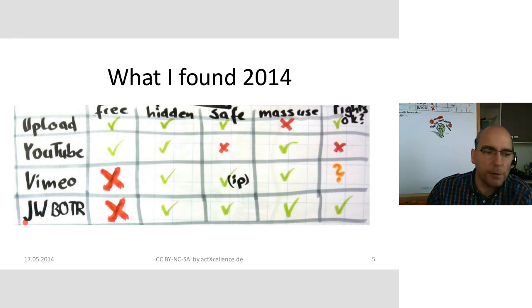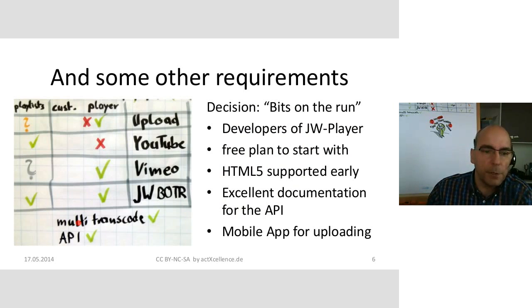company as the well-known JW Player. So with this service, we had a perfect player on the one side, the JW Player, and we had a very, very good API. And later we wanted to have customizable players. That's also possible with Vimeo, and playlists. But in 2012, there was no playlist in the pro version of Vimeo. And with Bits on the Run, it was possible.